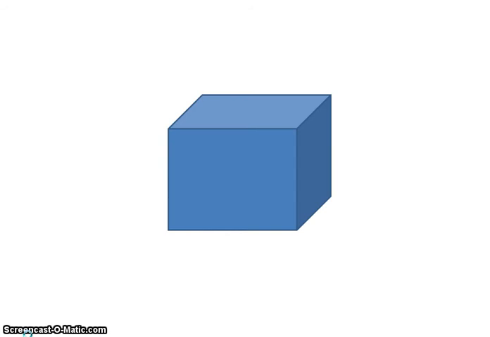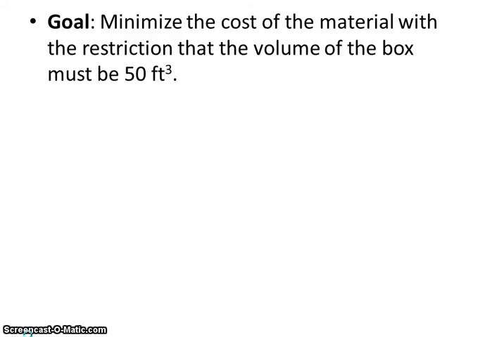Let's take a look at a box. Let's suppose that our height is called h, our width is w, and our length is L. We know, because the problem said so, that the length has to be 3 times the width. So taking this into consideration, let's see what the goal of our problem is. We want to minimize the cost of the material with the restriction that the volume of the box must be 50 feet cubed. That means that I have to find the dimensions of the box that will give me a volume of 50 feet cubed and will give me a minimum cost for building my box.